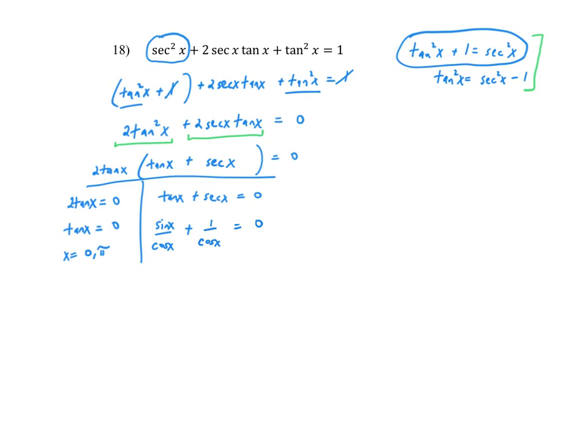Secant is 1 over cosine. The common denominator is cosine, so bring those two fractions together and cross multiply. Sine of x plus 1 equals 0. Sine of x equals negative 1. Therefore, our angle is 3 pi over 2.